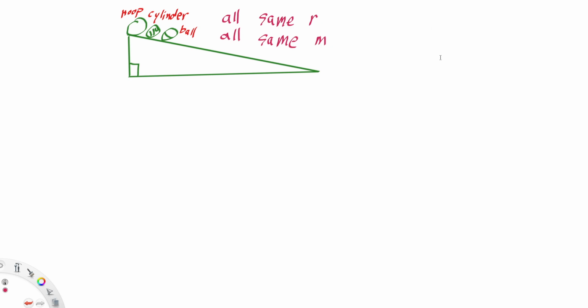Yeah, Nathaniel, that's exactly the sort of joke setup I was thinking about. A hoop, a cylinder, and a sphere walk into a ramp.